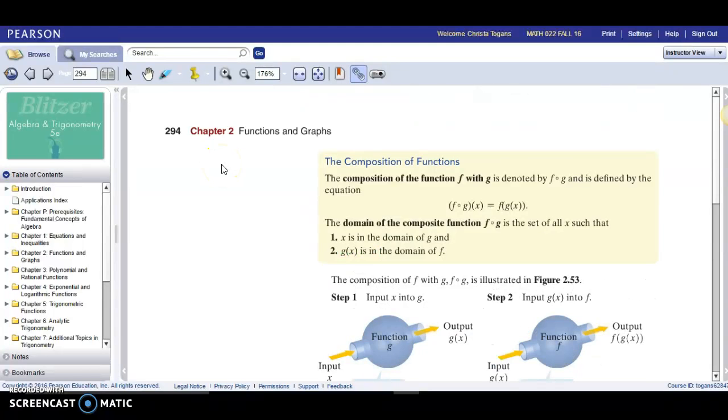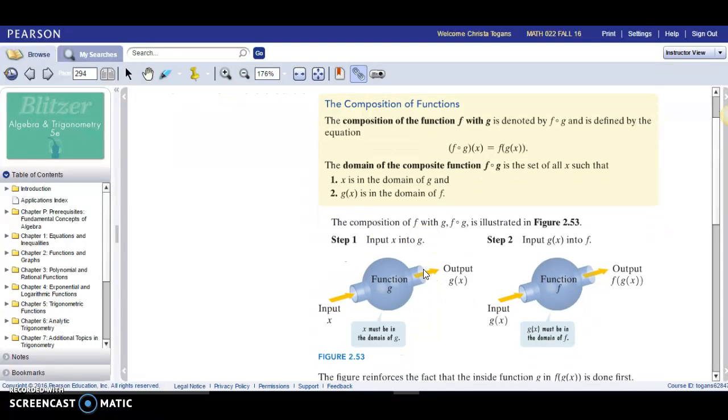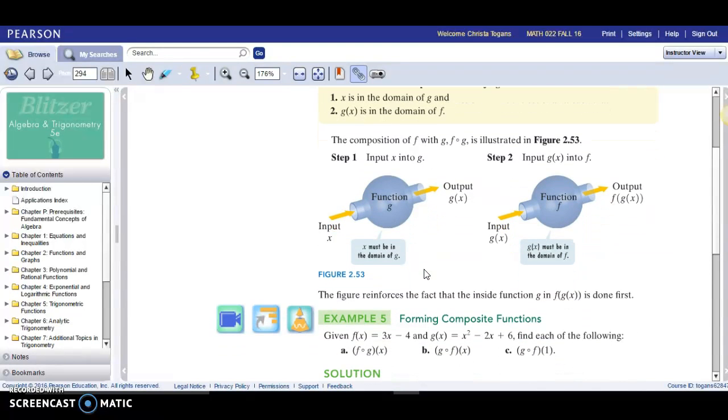Next, I would like to discuss the composition of functions. This can be difficult for some students, so please make sure you read the composition of the function f with g, and it is read as f circle g and is defined by the equation f circle g of x equals f of g of x. Sometimes when you look at or read the input of x into g, it can be confusing. So make sure you read it, but make sure you practice.